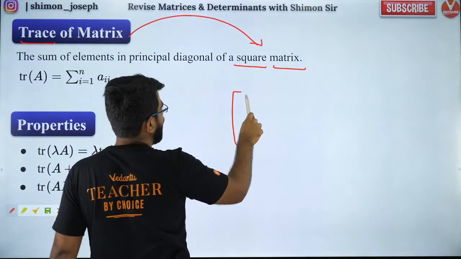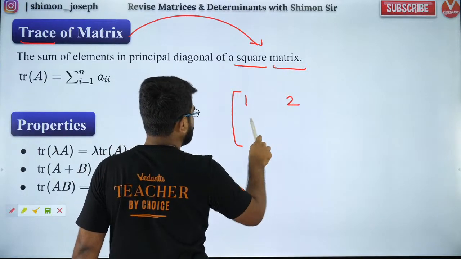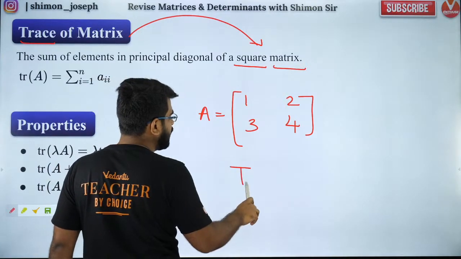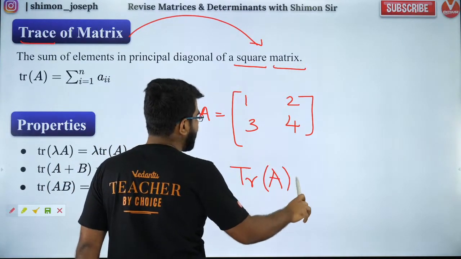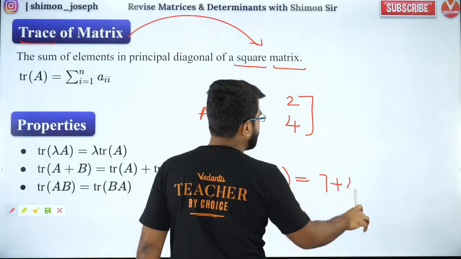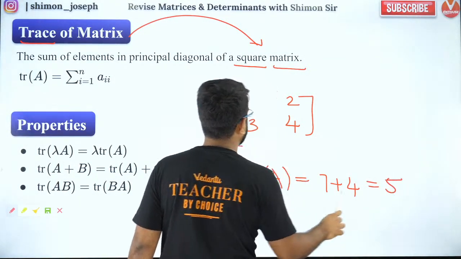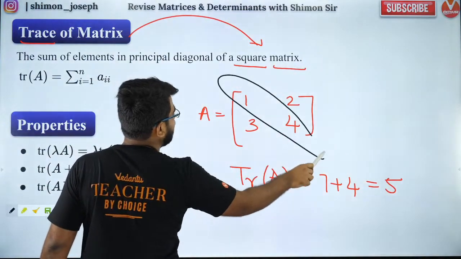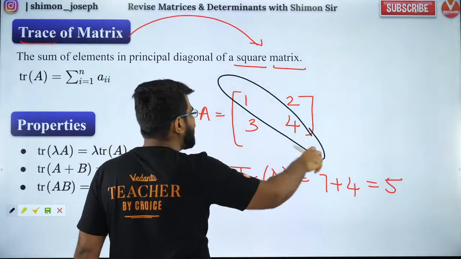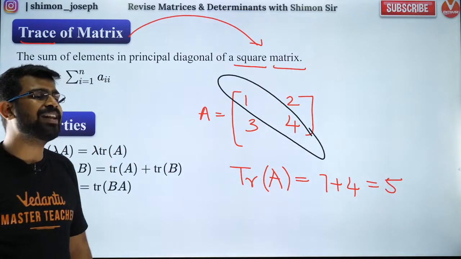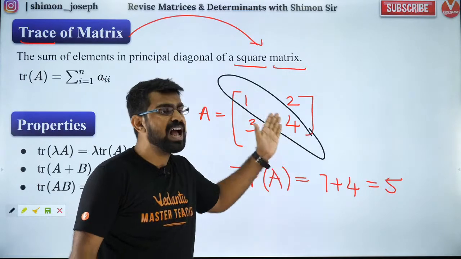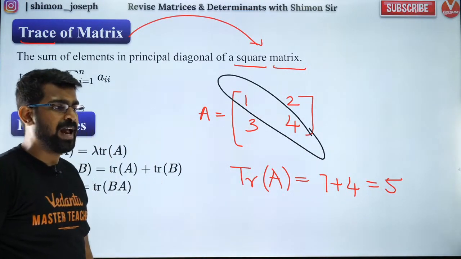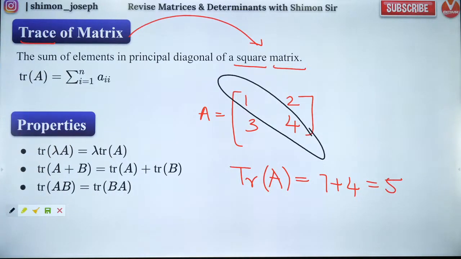So let us say you have a square matrix like this. 1, 2, 3, 4. So what is the trace? Let's call this A. So the symbol given to this is trace of A. So trace of A, my dear children, is 1 plus 4, which will be 5. Because trace is the sum of principal diagonal elements, this is called the principal diagonal. So whatever elements I have on the principal diagonal, I will add all of it. Then I will get the trace value. Are you all clear with it, people?